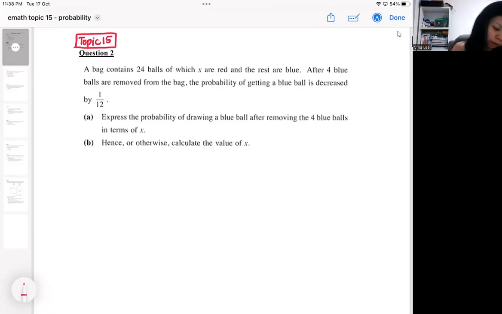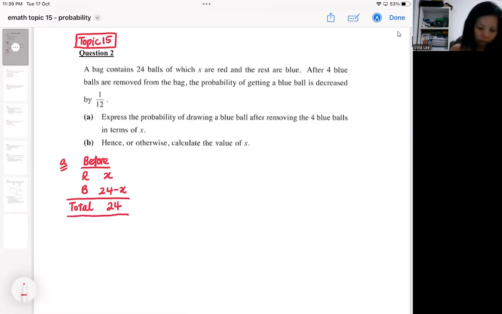We started off with 24 balls, out of which X are red and the rest are blue. Before anything happens, the quantity for red is X, and the quantity for blue will be 24 minus X. When you explore what happened before you do anything, you also explore the total. So just from this column alone, I can find the probability of red before anything happened, or I can find the probability of blue.